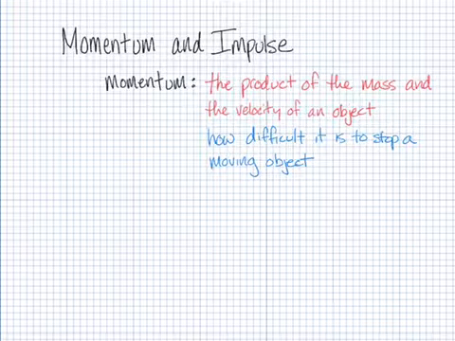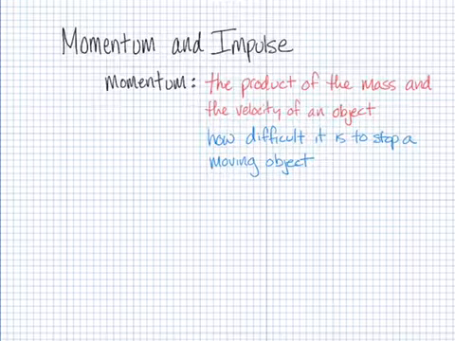Or in layman's terms, we could talk about how difficult it is to stop a moving object. So if you think about an object with a lot of momentum, it'd be a very large object that's moving very fast. Let's say, for example, a speeding locomotive would have a lot of momentum, which would mean it's very, very difficult to stop. If you have a very small object that's not moving very fast, it would have very little momentum, and therefore it'd be very easy to stop.